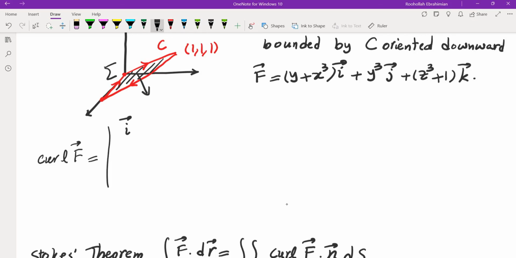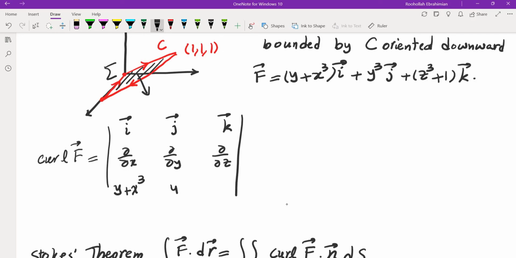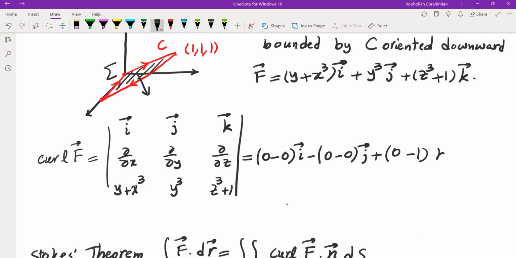The curl of the vector field, as we have learned before, is the cross product of nabla, partial with respect to x, partial with respect to y, partial with respect to z, and F: y plus x cubed, y cubed, z cubed plus 1. Eliminating the first column, we get 0 minus 0 i. Eliminating the second column, we get 0 minus 0 j. And finally, eliminating the last column, we get 0 minus 1 k. So negative k is our curl.